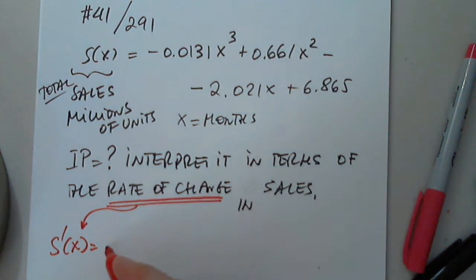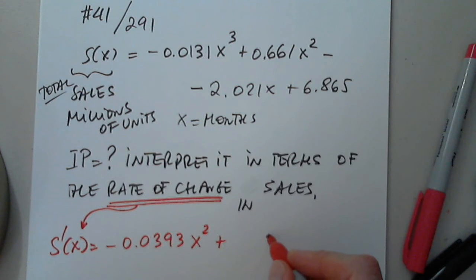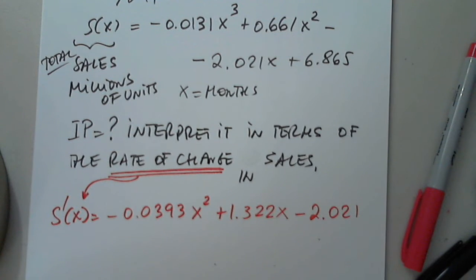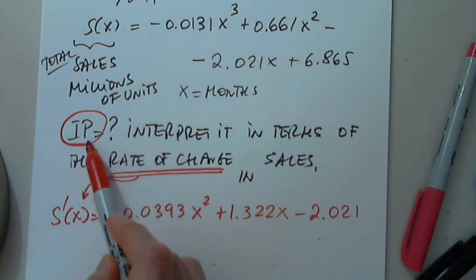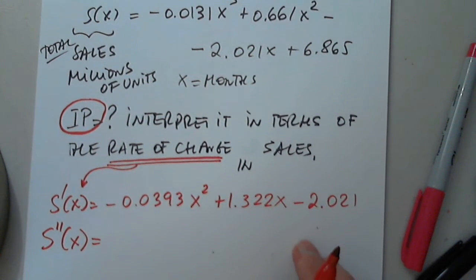We bring down 3, so negative 0.0393x squared plus, I bring down 2, let's see what we get. So 2 and 2 and 3 and 1. Correct me if I'm wrong, please. All the numbers, make sure. Negative 2.021. So this is the function that gives the rate of change in sales. Okay, now because we are asked to find the inflection point, we will continue with the second derivative. Any questions on the first derivative?